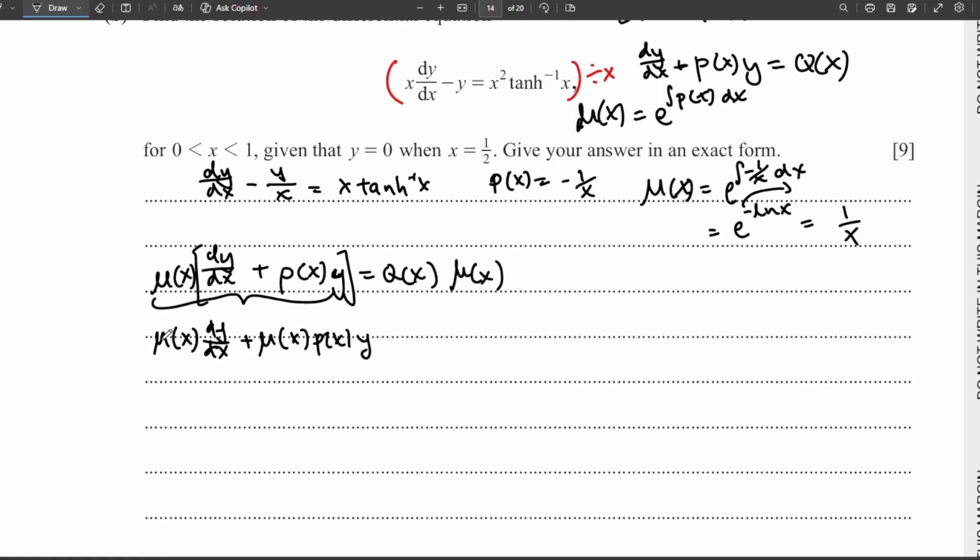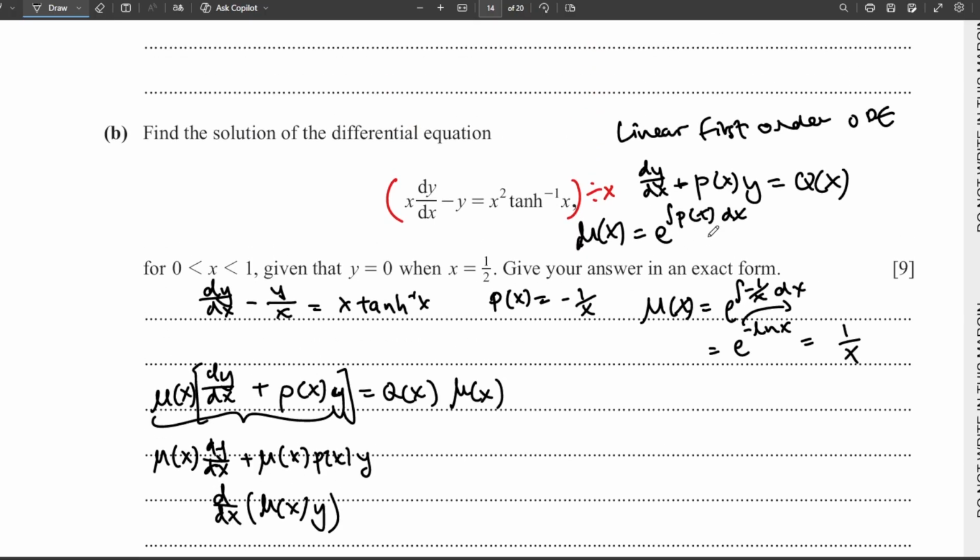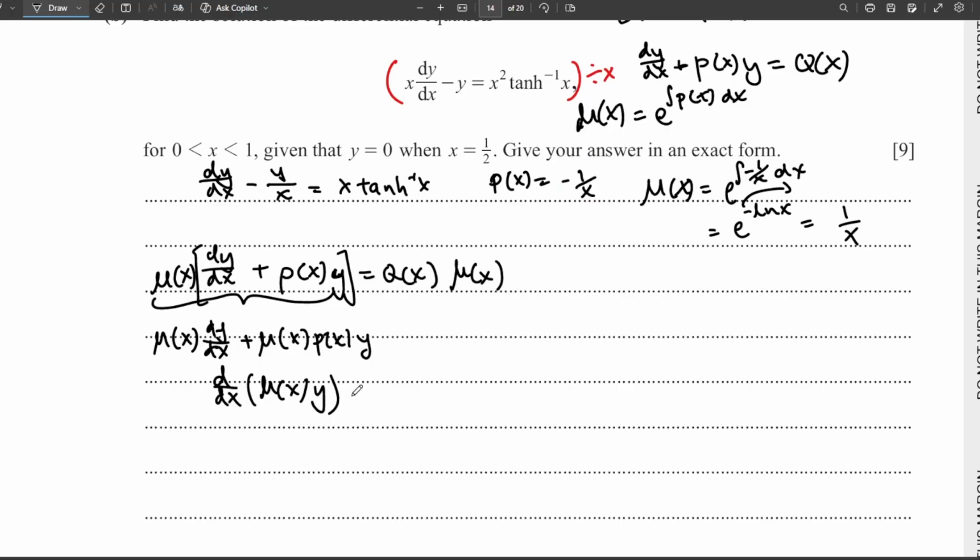So if I want to take the derivative of mu of x multiplied by y, where mu of x and y are both functions of x, I leave mu of x and differentiate y, then I differentiate mu of x and leave y. Because mu of x is already defined to be this form, its derivative is just multiplied by p of x. So it will be equal to whatever function on the right hand side multiplied by the mu of x.